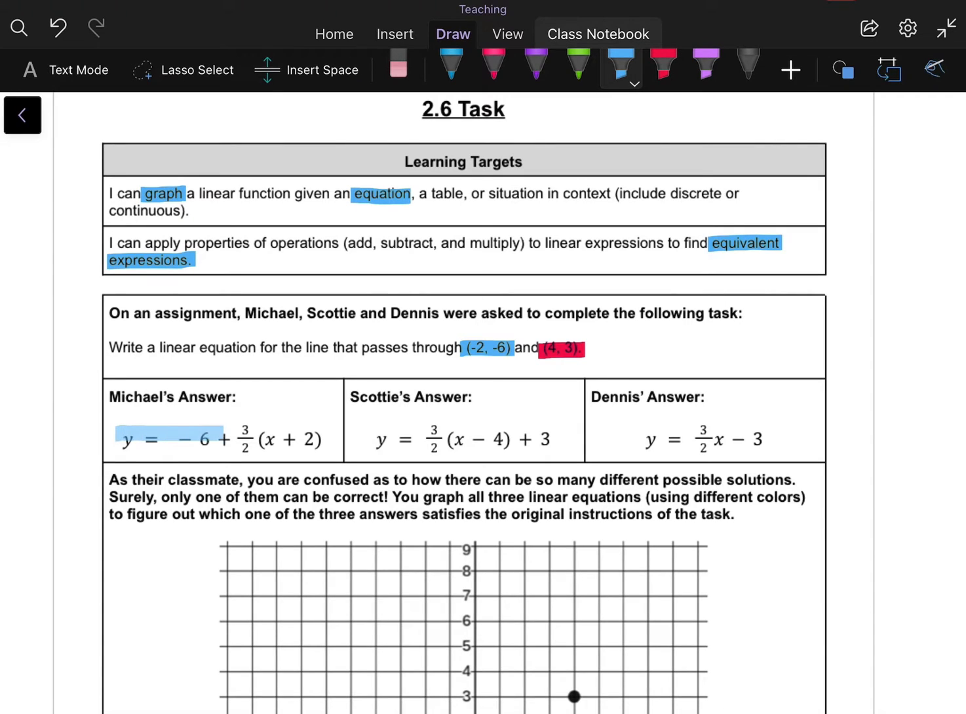Michael's equation was y equals -6 plus 3 over 2 times (x plus 2). Scotty got y equals 3 over 2 times (x minus 4) plus 3. And then Dennis got y equals 3 over 2x minus 3. So these are three different equations for the same line. You might be a bit confused on how they got such different solutions for this. So let's investigate which one of them is correct.